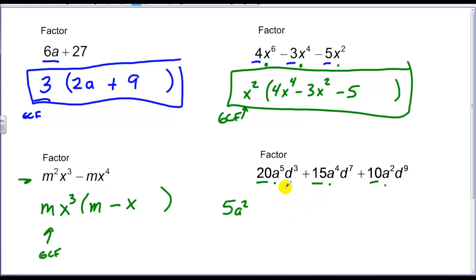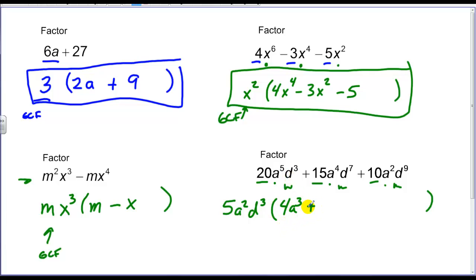And then I have d cubed, d to the seventh, d to the ninth. So d cubed would be the biggest term in each of those. I now have to figure out what I must multiply this monomial by to get this trinomial back. 5 times what is 20? That's a 4. A squared times what is a to the fifth? That would be a cubed. D cubed needs nothing to multiply to get d cubed, so I leave that term as is.